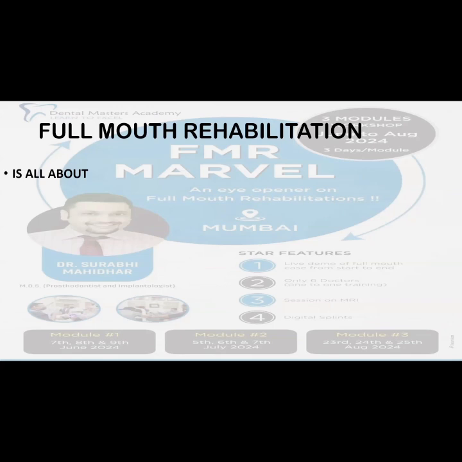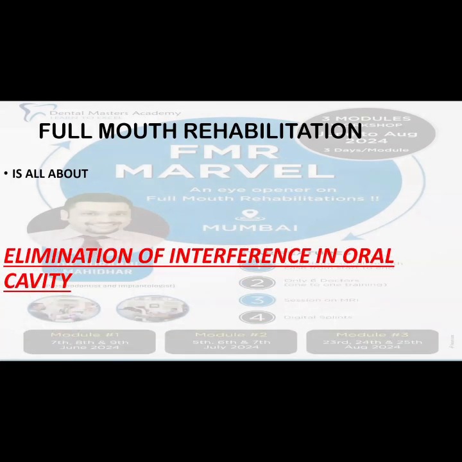So full mouth rehabilitation is all about elimination of interference in the oral cavity. Now, if you see the public, if you see the population as such, 98% of the population will have interferences inside the oral cavity. So there is no person without interference inside the oral cavity. If I take my mandible to chew something in between maxilla and mandible, first the mandible goes and hits the interference, and then it goes into maximum intercuspation. That's what happens in most of us, in 98%.